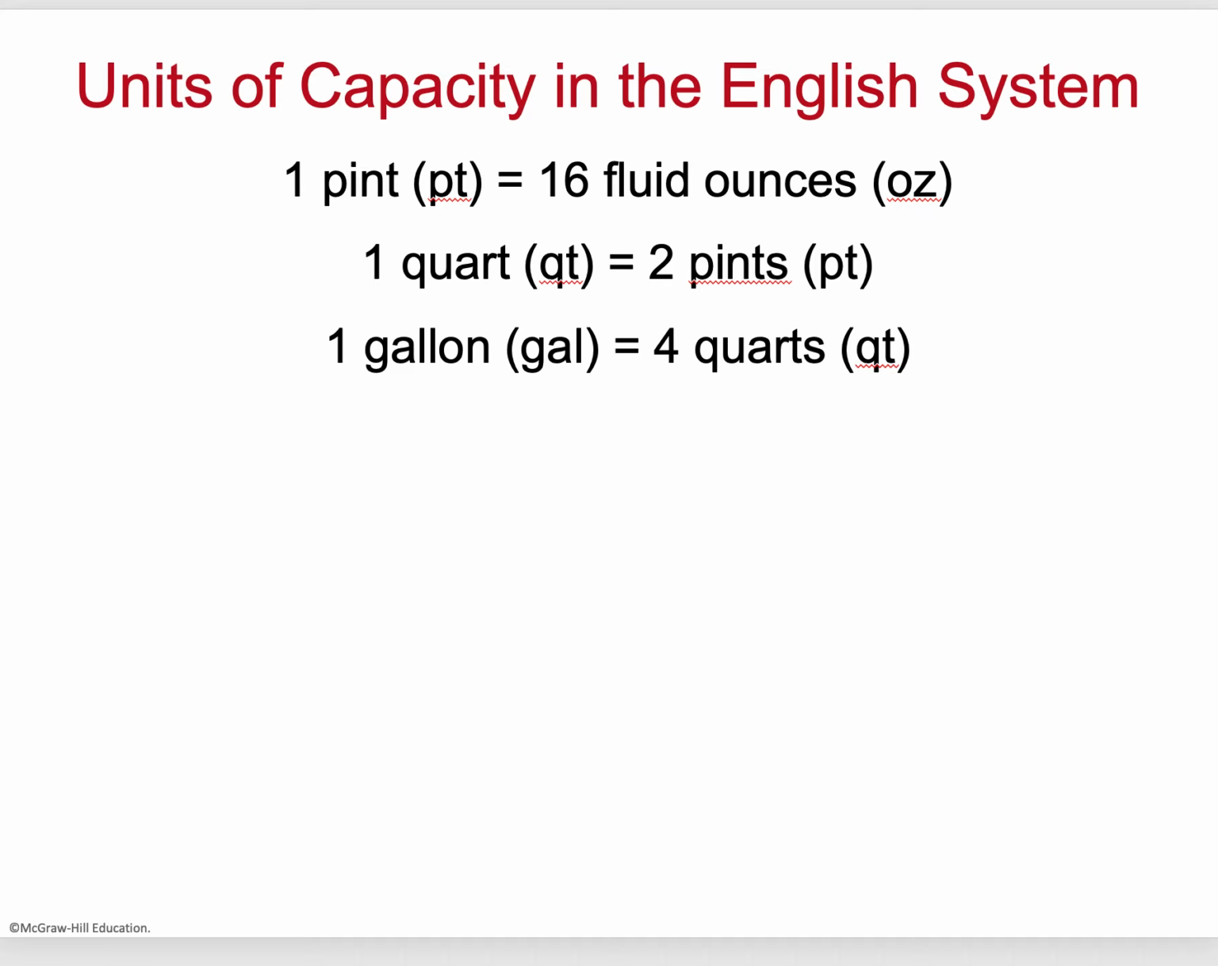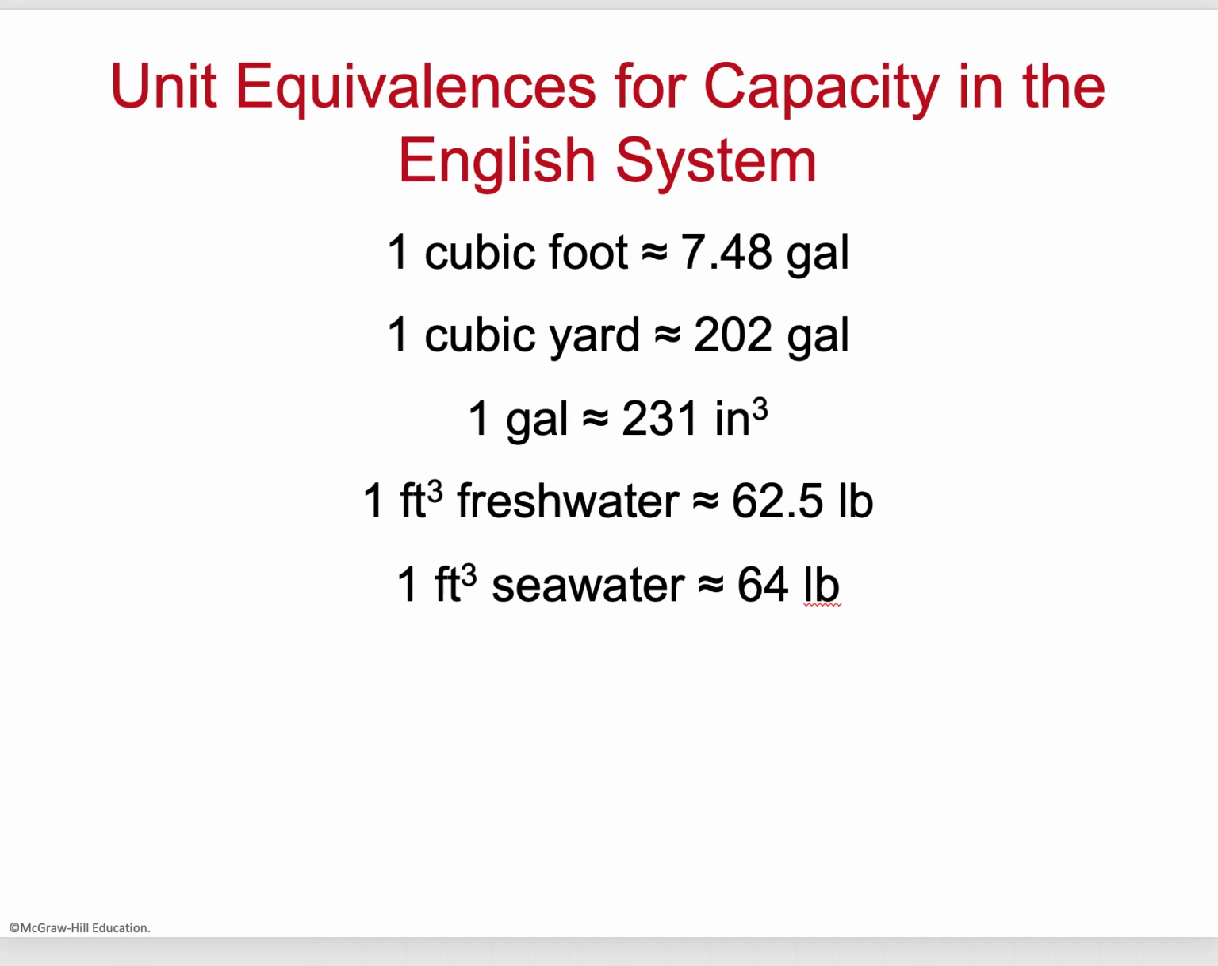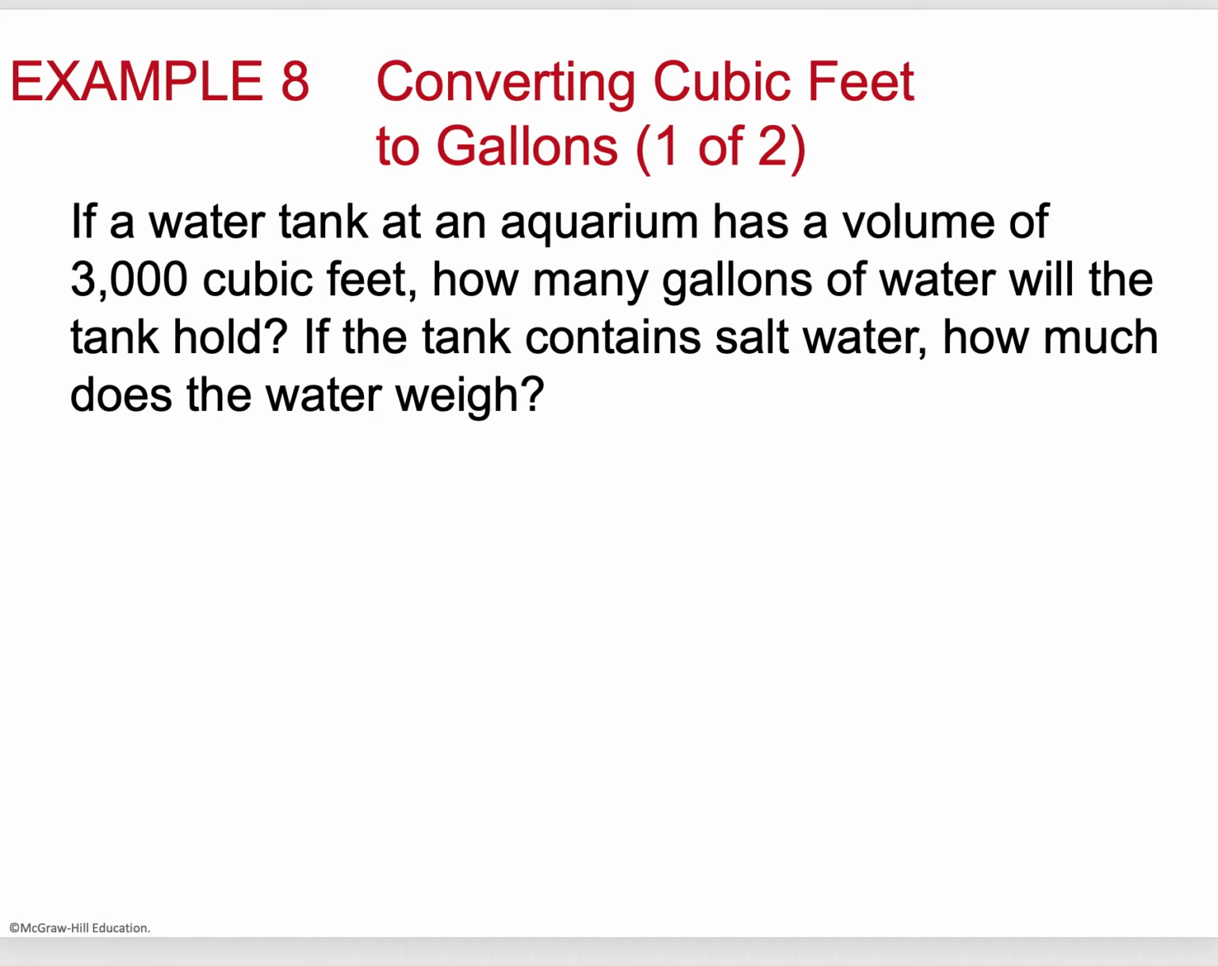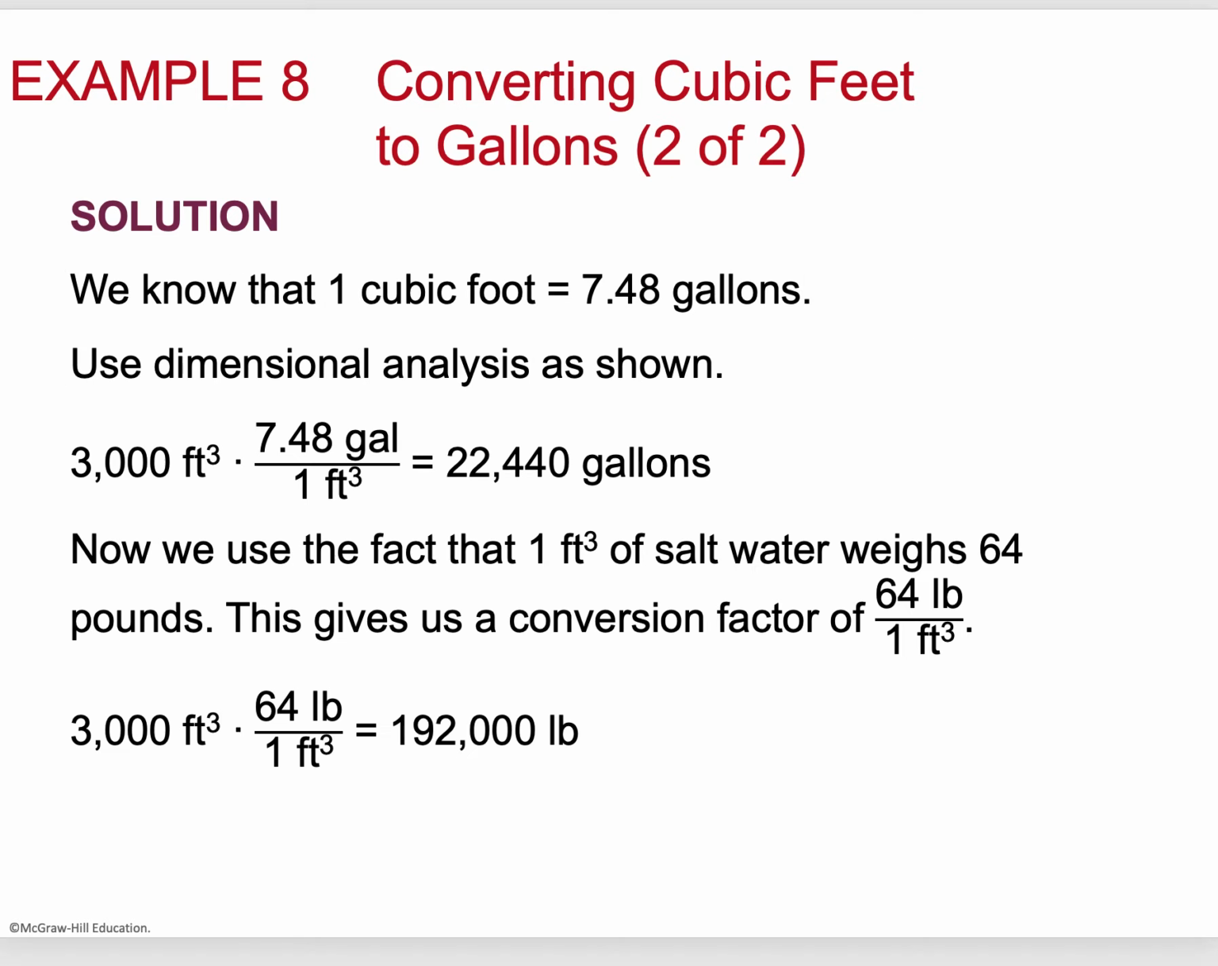I'm going to give you the unit conversion factors for each system, and then we're going to follow the examples utilizing those conversion factors. So if I'm looking here at converting cubic feet into gallons, I have a water tank. It can hold 300 cubic feet of water. How many gallons will it then hold? And if it contains salt water, how much does the water weigh?